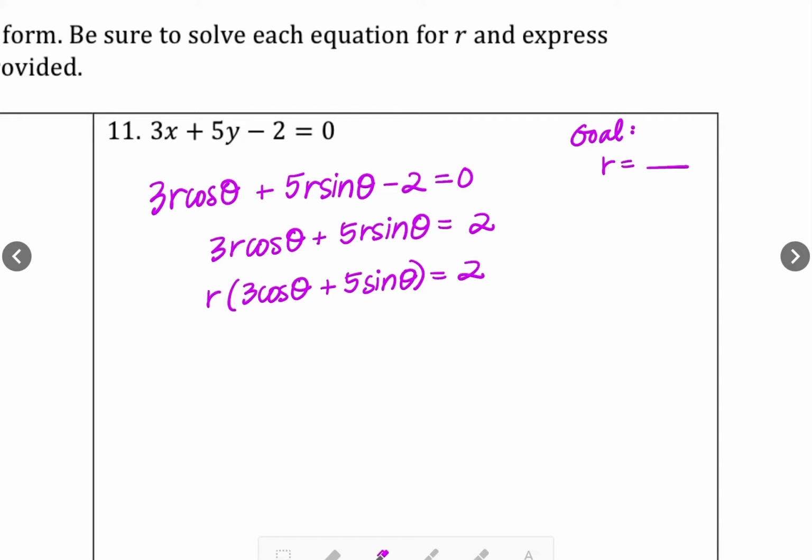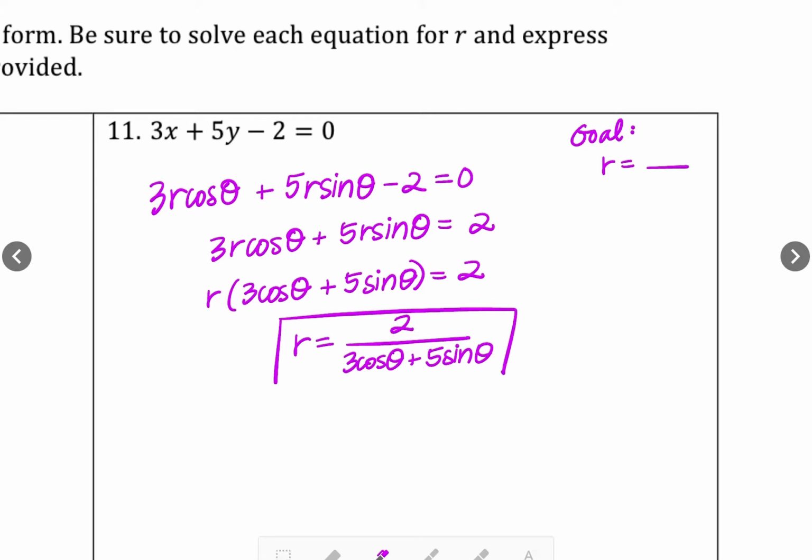So I can just divide both sides by this term right here and get 2 divided by 3 cosine theta plus 5 sine theta. And there we go. I have accomplished the goal. No more x's, no more y's. All the r's on one side equal to all the thetas on the other side. So it looks messy, it looks bizarre, but that is that linear equation in polar form.